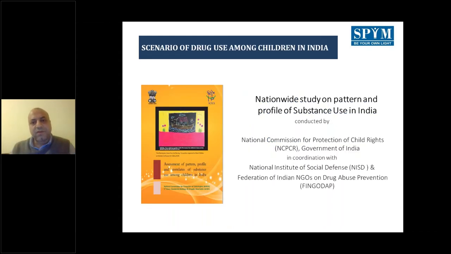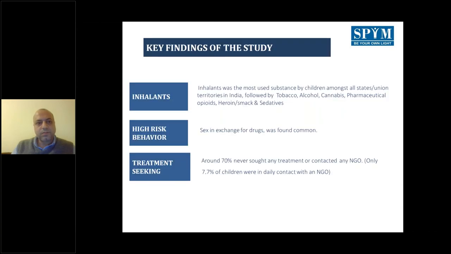I'll just give you very brief information about the scenario of drug use among children in India. I'll not get into the details of it. This is the only study which was done in 2012-13, and it found the nature of drug use among the children. Some findings I'll just share. The primary drug used most often by the children is inhalants, solvents, followed by tobacco, alcohol, cannabis, and pharmaceutical opioids. Heroin, we call it smack, is the local name for heroin as well. There is a high-risk behavior, which is sex in exchange for drugs. It was also found to be very common among the children, who were below 18 years of age.